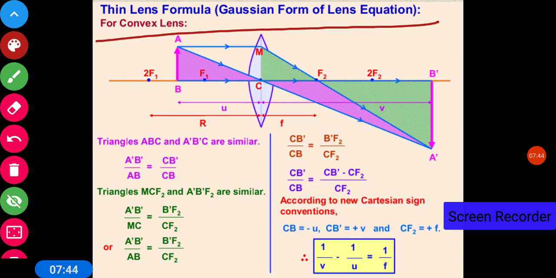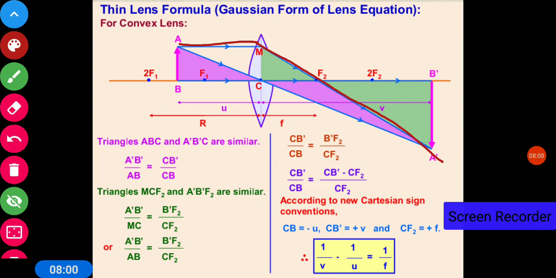Let us repeat again. Whenever we draw the ray diagram, we take minimum 2 rays starting from the object. The ray which is parallel to the principal axis passes through the focus. The ray which passes through the optical center goes straight without refracting. And the third ray we can also take, that is the ray which is passing through the focus becomes parallel to the principal axis. The point where all these rays meet is the point of the image.